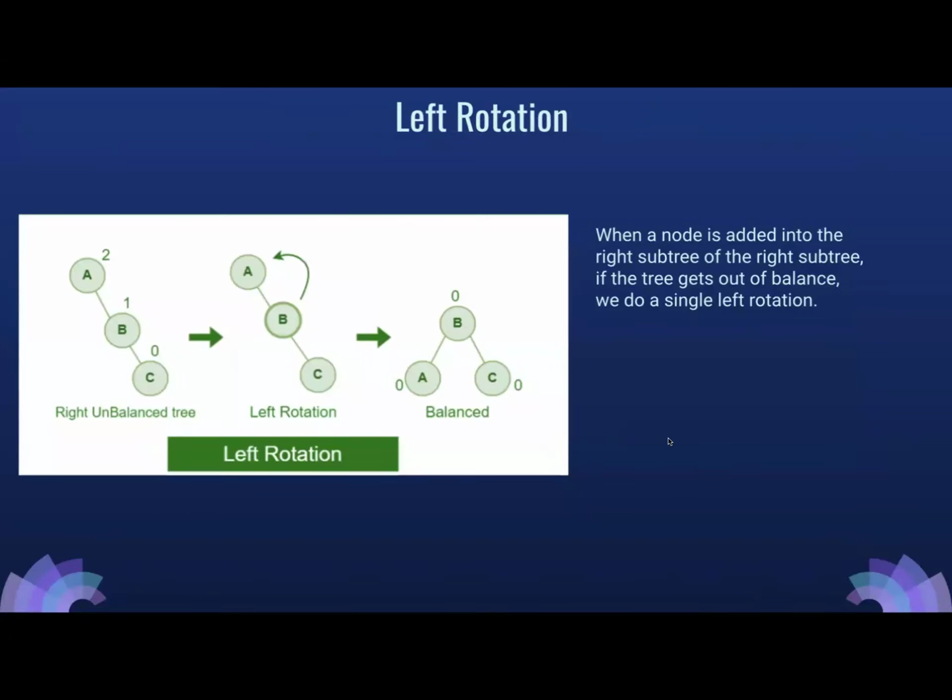Okay, so we'll go ahead and talk about the rotations. This is going to be a left rotation. If we have a right unbalanced tree, so a right heavy tree, we'll perform that left rotation. We rotate on A, but then A goes to the left and then we get A, B, C.